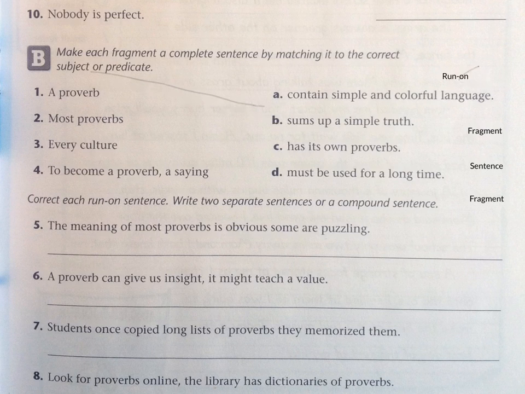All right. And then correct each run-on sentence. Write two separate sentences or a compound sentence. So I'm going to give you an example for number 5, but obviously yours may be a little bit different if you decide to do it in a different way. "The meaning of most proverbs is obvious. Some are puzzling." Just as I was reading it, I could tell that "some are puzzling" needs to either be a separate sentence, or it needs the conjunction to make it a compound sentence. So I'm going to make it a compound sentence because that's how I read it.